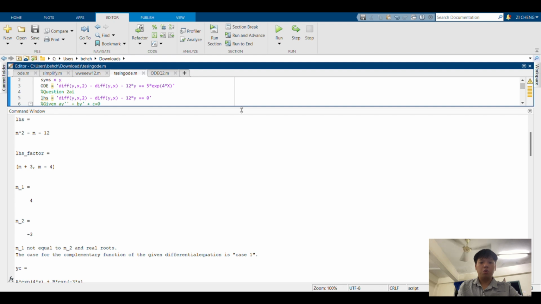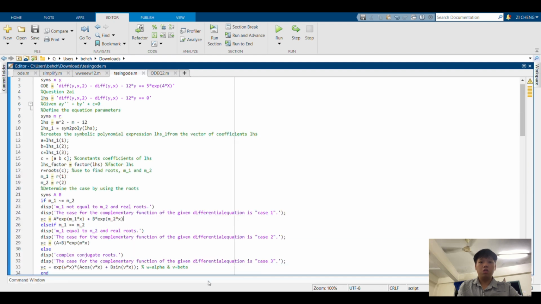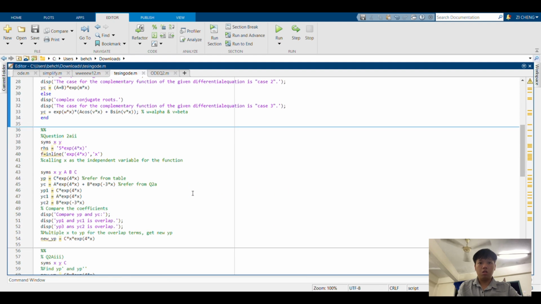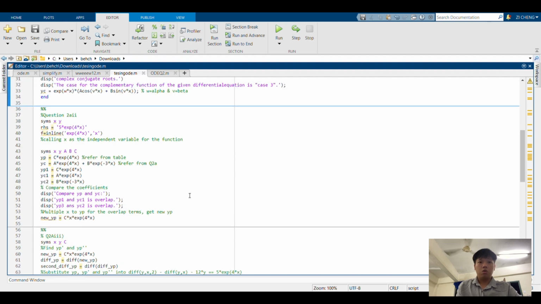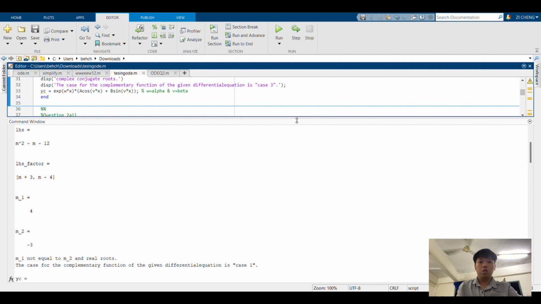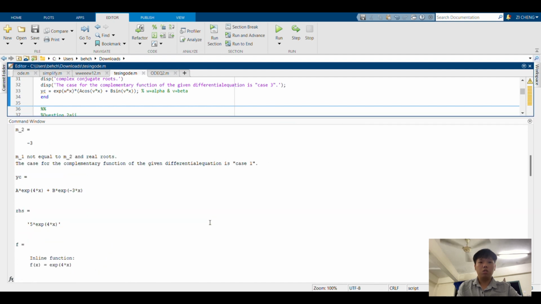Next is the coding for question 2a2. Now we will try to run our coding first. From this output, we can know that the RHS, meaning right hand side, is our yp function. We declare the yp function via the table given in the ODE book.